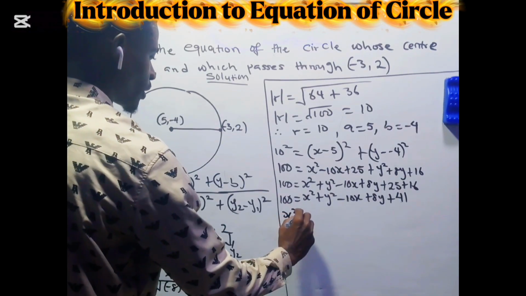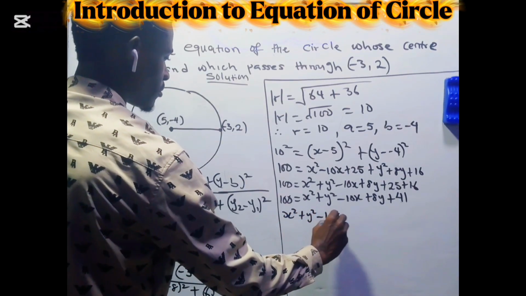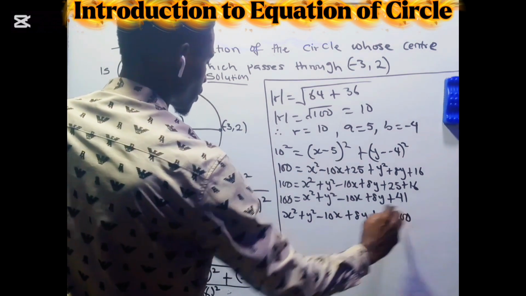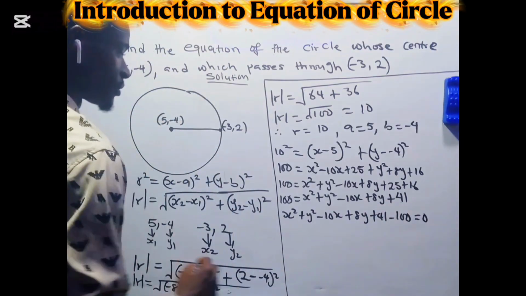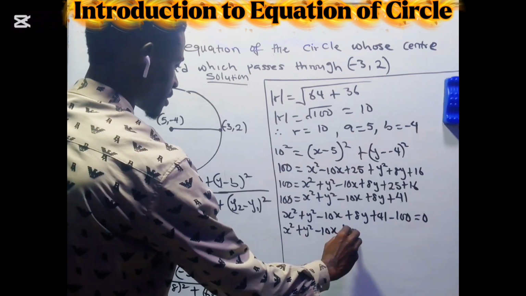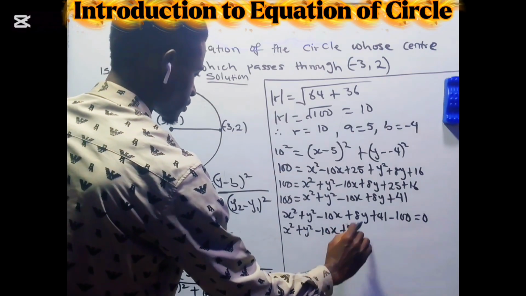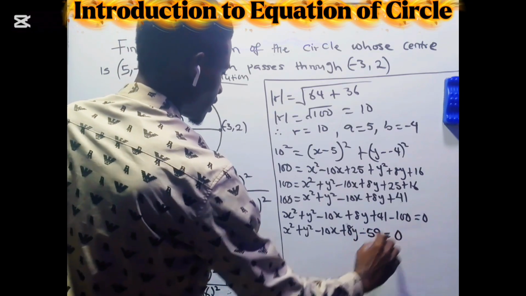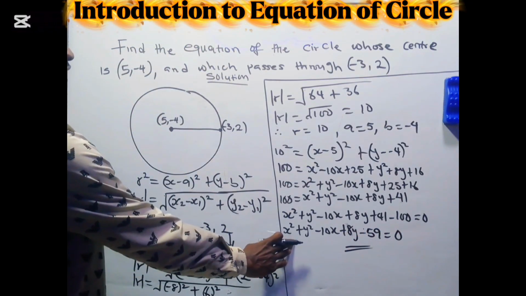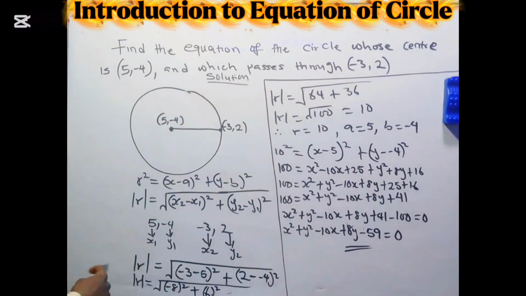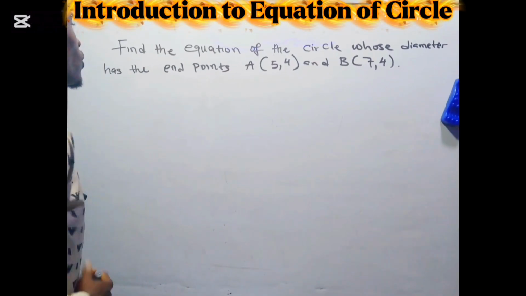We'll have x squared plus y squared minus 10x plus 8y plus 41 minus 100 equals 0. Therefore, x squared plus y squared minus 10x plus 8y plus 41 minus 100, that's minus 59, equals 0. So this is the equation of the circle with center (5, minus 4), and which passes through (minus 3, 2). Alright, lastly, we have the question.